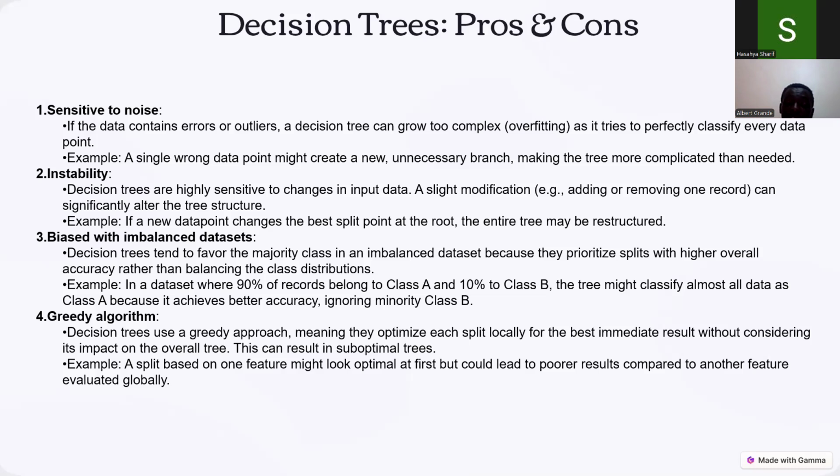And there is instability. They're highly sensitive to changes in input data. That is, a slight modification can alter the tree structure. And then they are biased with imbalanced data sets. They tend to favor the majority class in an imbalanced data set because they prioritize splits with higher overall accuracy. For example, in a data set where 90% of records belong to class A, the tree might classify almost all data as class A because it achieves better accuracy, ignoring minority class B.